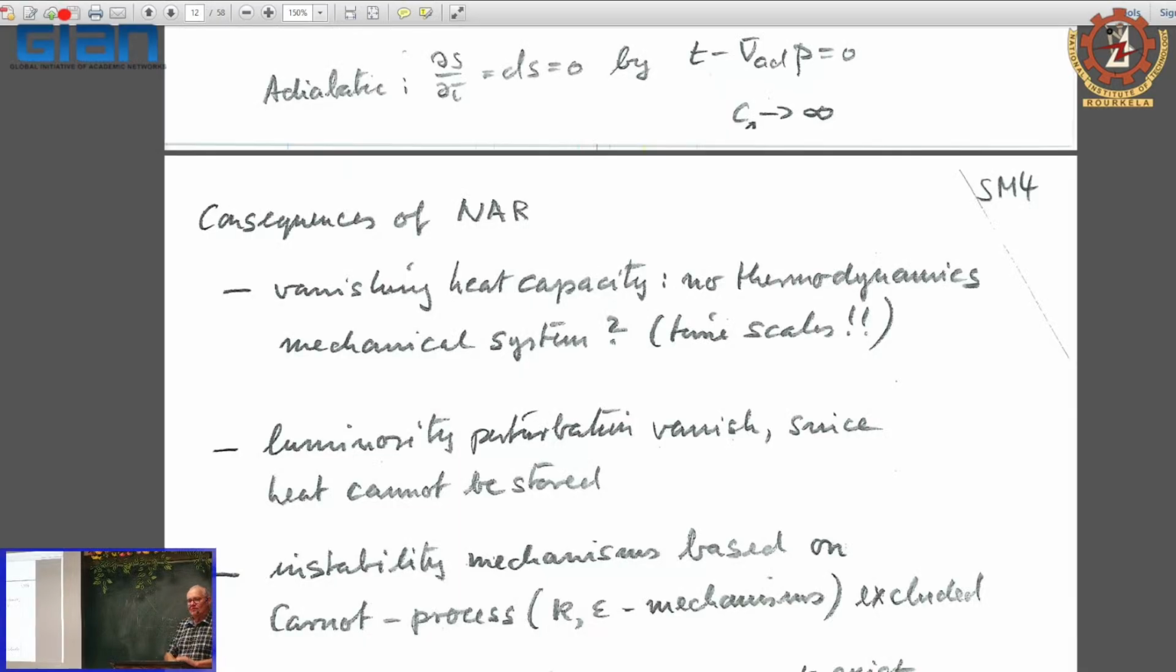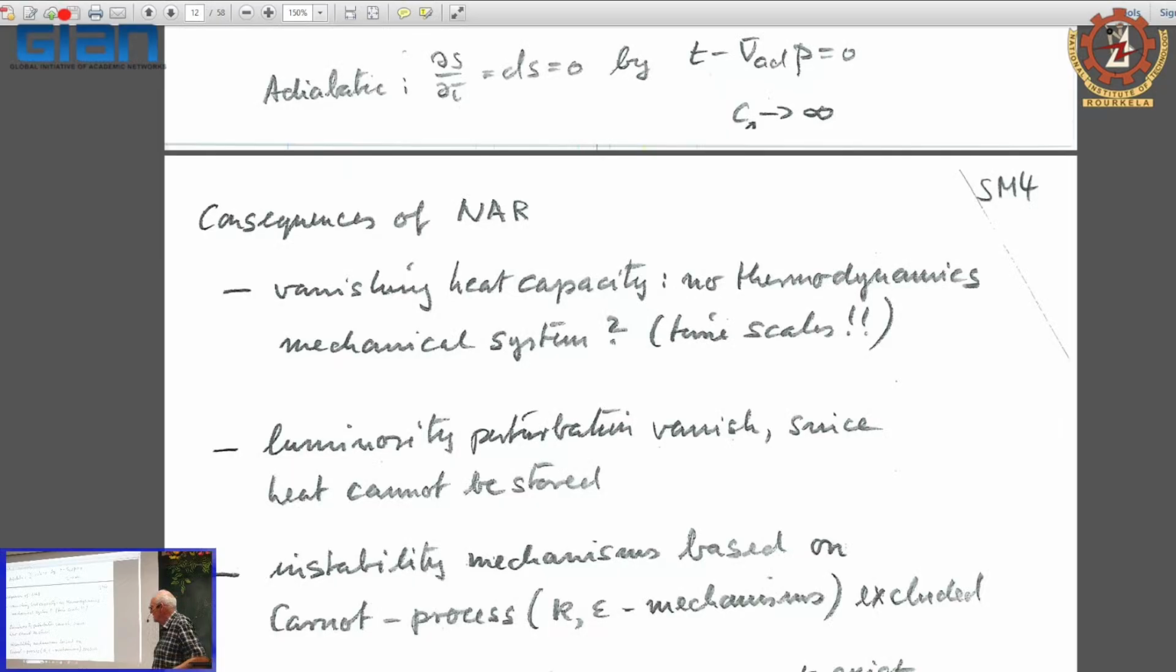Well, another consequence is once we do not have heat capacity, this means we cannot realize heat transfers between some elements. Heat transfer, for instance, from the internal heat of the star to mechanical energy of the perturbation. That means any instability mechanism which is based on a thermodynamic process like a Carnot type heat engine, this cannot happen, or this cannot work.